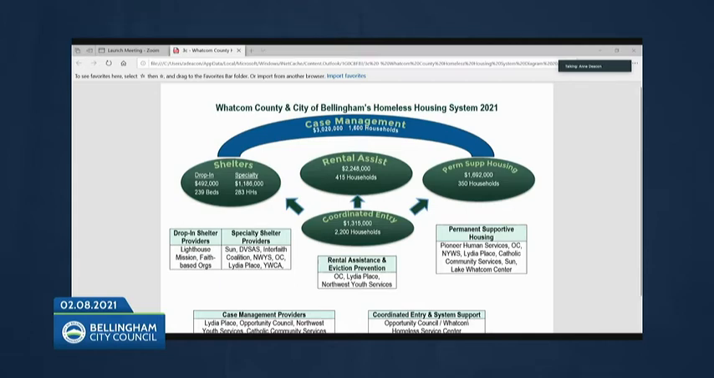So this is a program where we are working with the Opportunity Council to serve households up to 80% of the area median income, getting them rental assistance for up to 12 months if necessary to pay for both rental costs in arrears as well as future rent. And this will really help a lot. So that amount is not included in this.